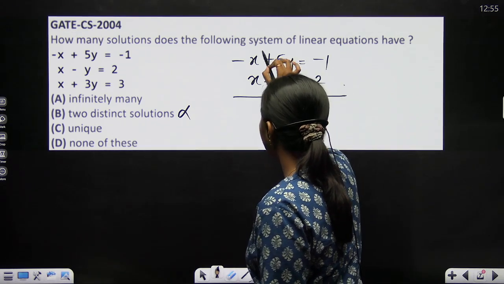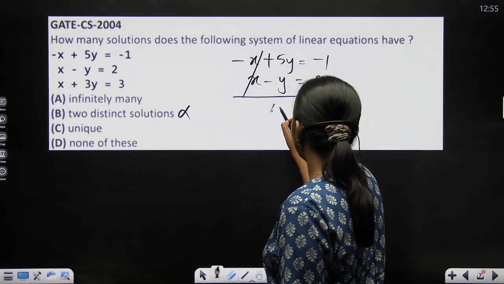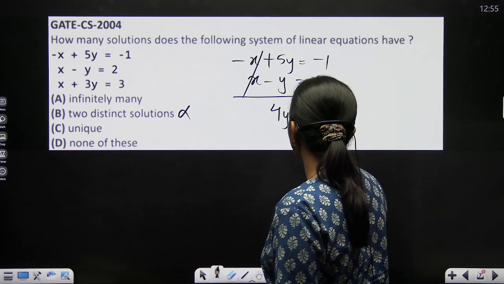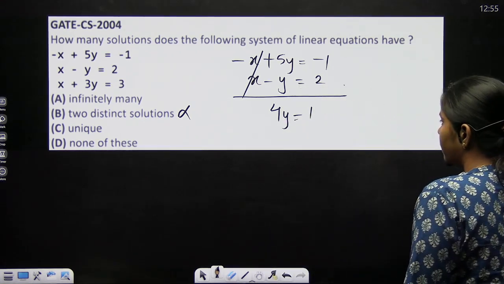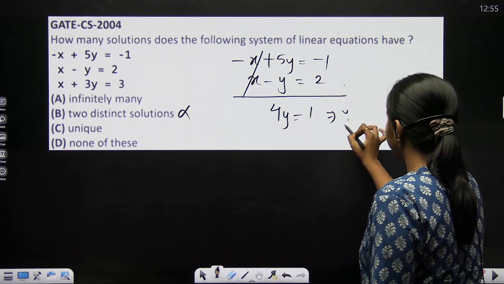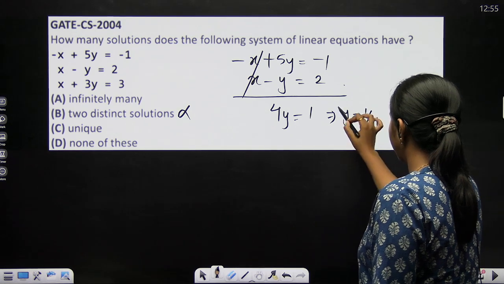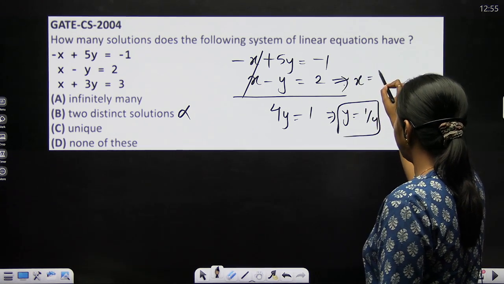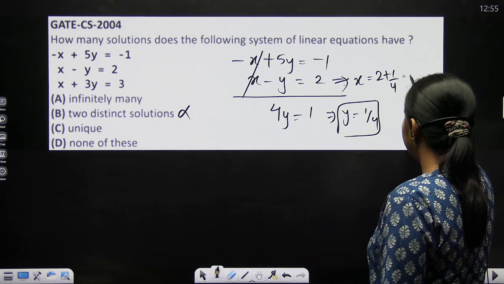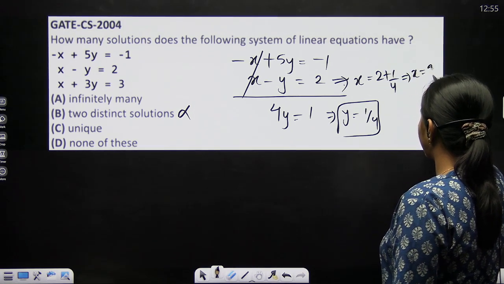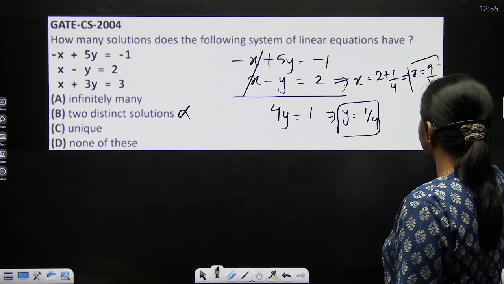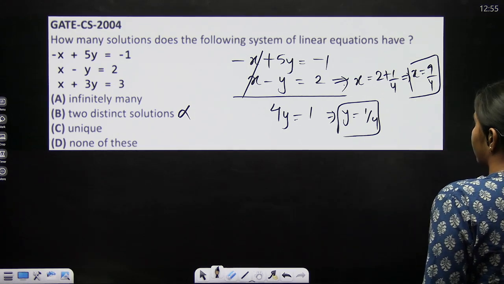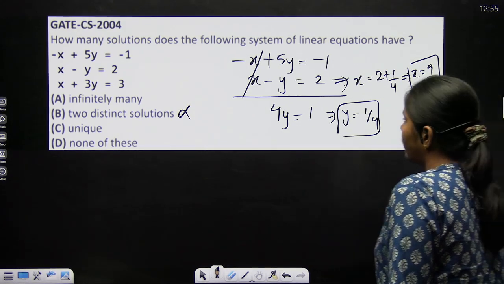If you solve, x and x get cancelled, and you would get 4y is equal to 1. I'm adding both of them. y is equal to 1/4. Substitute x here and y here. x would be 2 plus 1/4, which is 9/4. Okay, x is 9/4, y is 1/4.